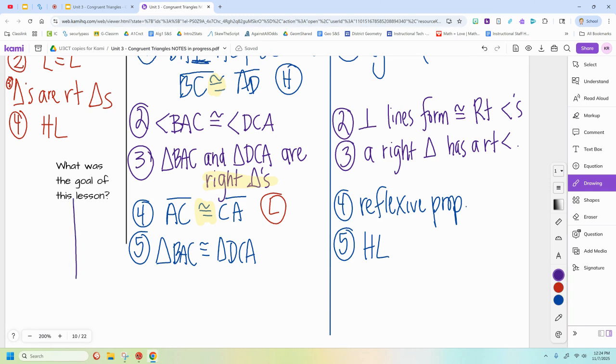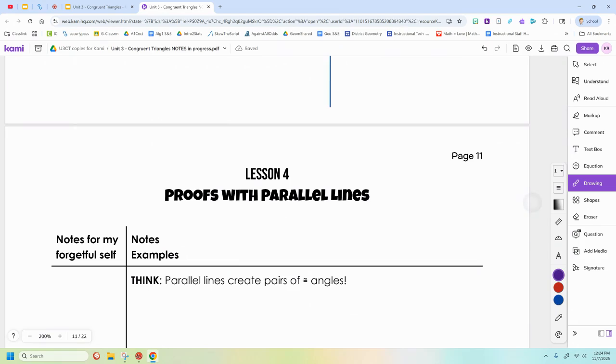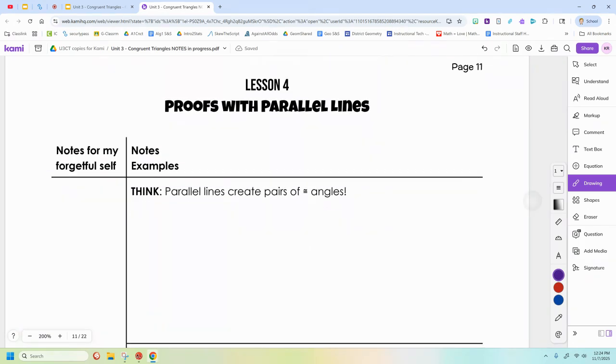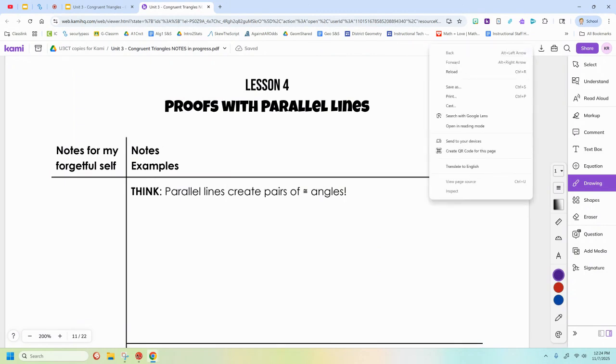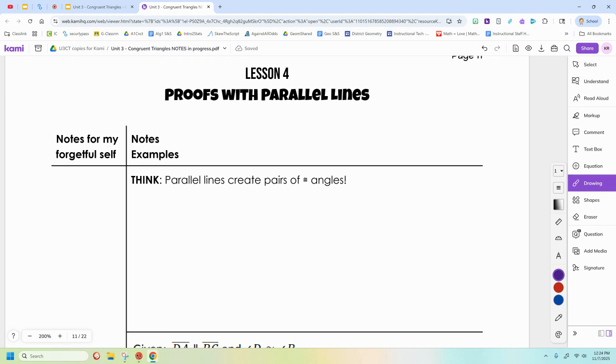We're going to be starting on, not that, page 11, please. All right, sounds good. I might not have put the new last lesson in there. It's on the... Oh, it is there? Okay. But let's go to page 11. We're going to do that. Stay with me. It's all good. Okay. All right. So we're going to proofs with parallel lines.